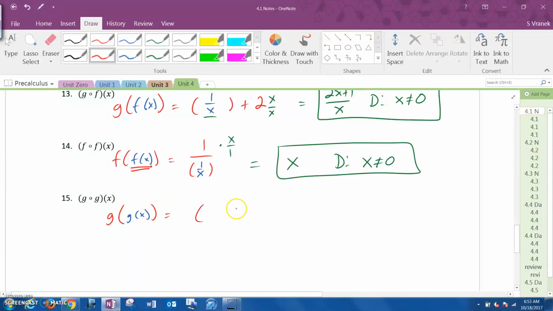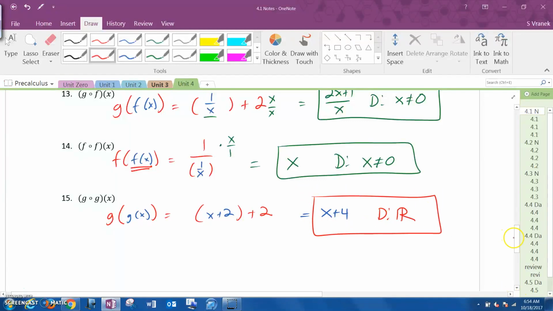G of g of x. So we get something plus 2, and that something is x plus 2. So this just goes to x plus 4. And if you look at this one, the final answer is fine because it's just x plus 4. There's no denominators, no square roots. And then over here, the input is also all real numbers, so for this one, the domain is all real numbers.